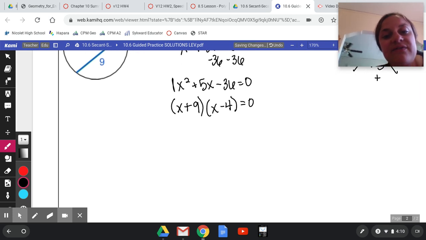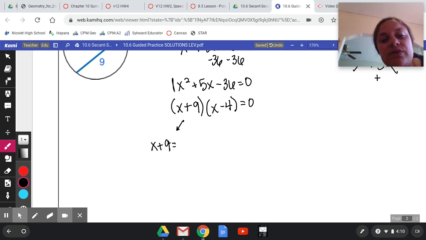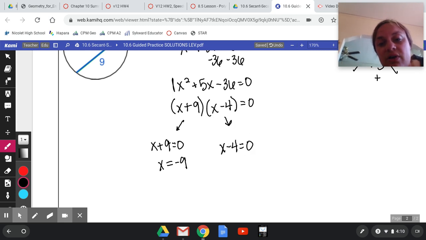So why did I need to factor? Because now I can say x plus 9 is equal to 0, and subtracting the 9, x is equal to negative 9. Or I can say x minus 4 is equal to 0, and adding the 4, x is equal to 4. So these are my two possibilities for x.